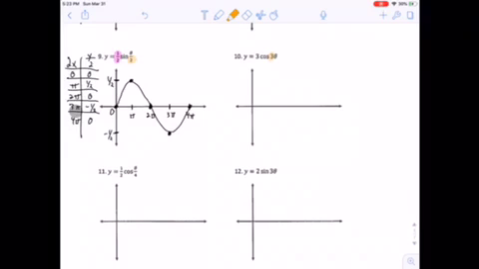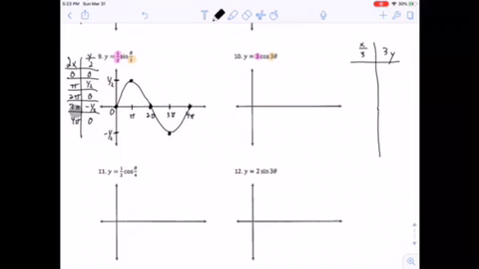Okay, so here we have a 3 here, 3 there. So that means our x's are going to be divisible by 3, and our y's are going to be times 3. So starting off, 0 divided by 3 is 0.